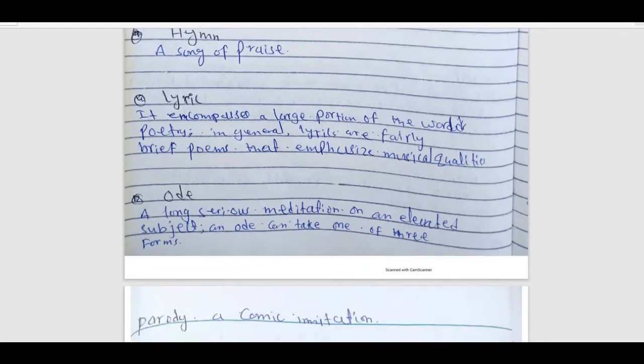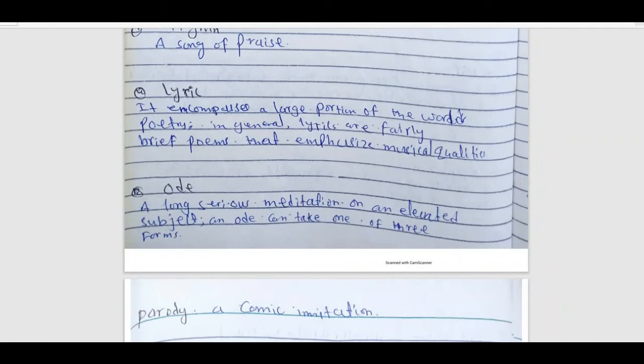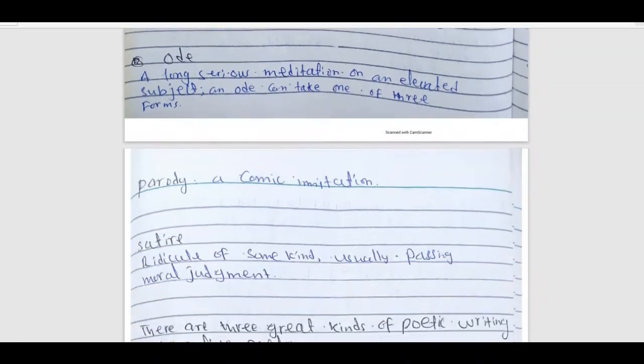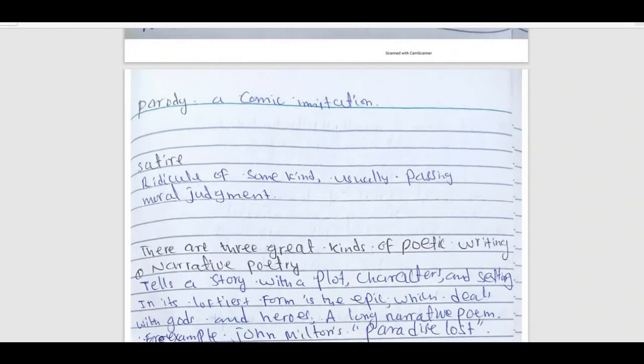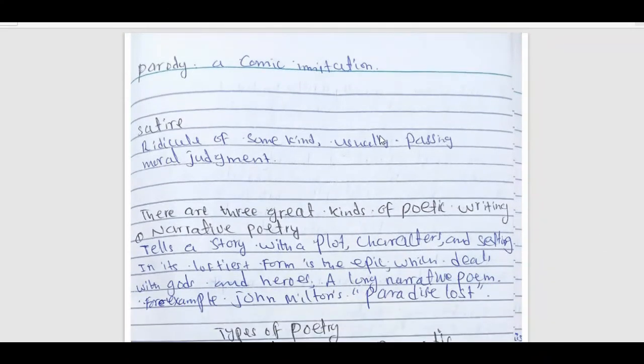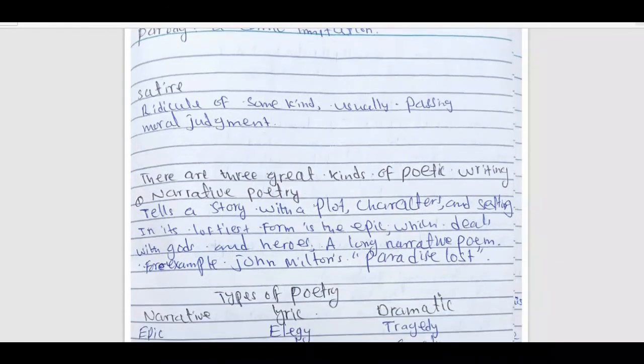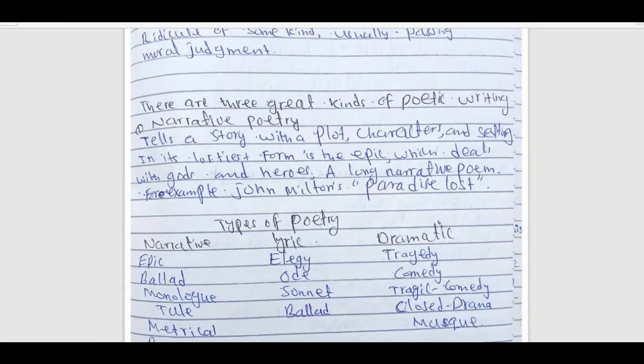And then lyrical emphasizes a large portion of world poetry. Lyrics are brief poems that emphasize musical qualities, they're melodious, emotional. And then ode is a long series of meditations on an elevated subject, and it can take one of three forms of art. And then parody is a comical imitation. And then satire means ridicule or to mock something, ridicule of some kind, usually passing moral judgments. So these are some genres of poetry.